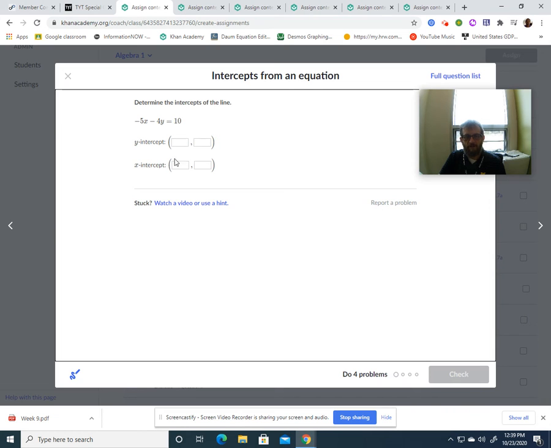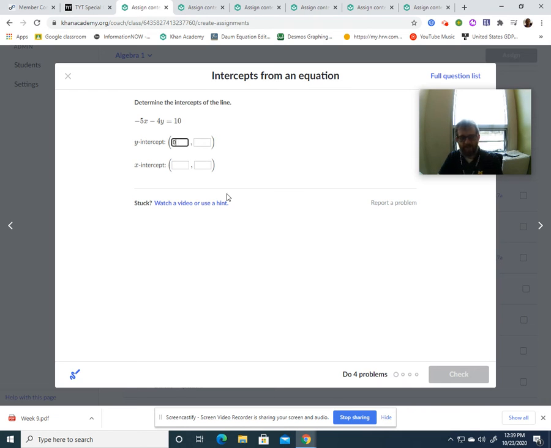Determine the intercepts of the line. Again, the y-intercept is when x is 0. The x-intercept is when y is 0. If you put in 0 for y, so basically you cover this up, this goes away, you get negative 5x equals 10. And 10 divided by negative 5 is negative 2.